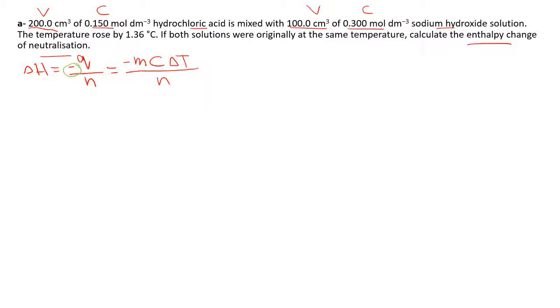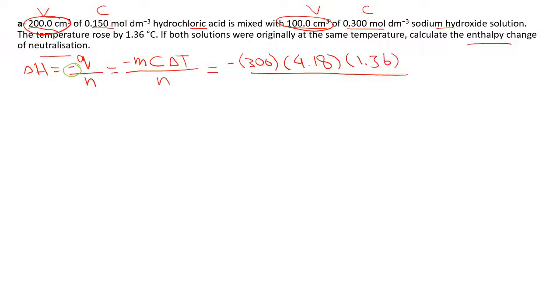For the neutralization, the mass is both volumes, of the acid and the base. You should just add them, so they are 300. The mass is 300, coming from adding the volume of base with the volume of acid, multiplied by c, which is the specific heat capacity for water, 4.18, multiplied by the change in temperature, which is 1.36. Okay, this is all over n.